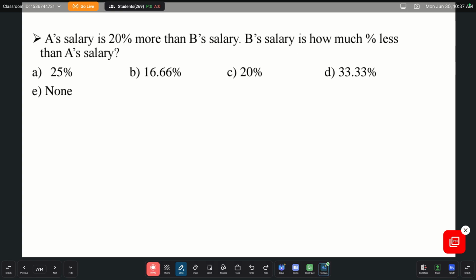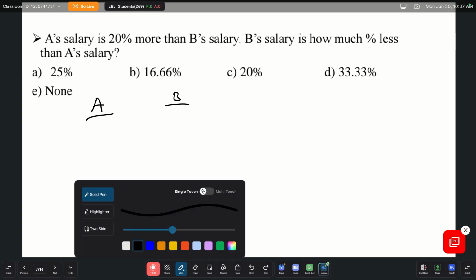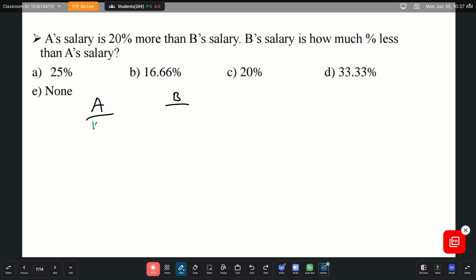A's salary is 20% more than B's salary. B's salary is how much percentage less than A's salary? So salary of A and salary of B will be equal to 100 only. But the given condition is salary of A is 20% more. It's nothing but 100 plus 20% of 100. Sorry, 20% of 100 will be equal to 20. 100 plus 20 equal to 120.